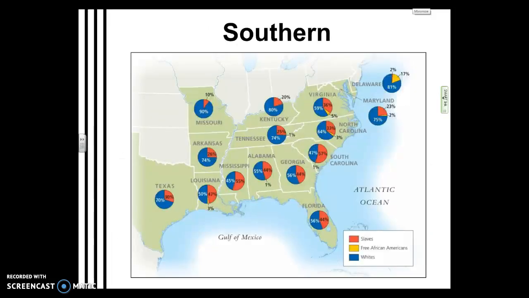So here we see the states. We can see the different percentages going here from slave and free.